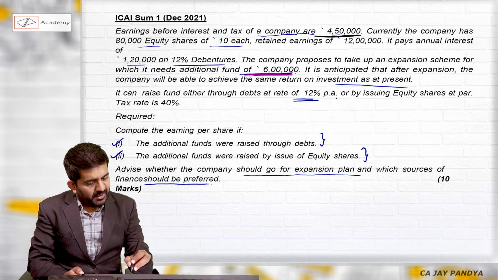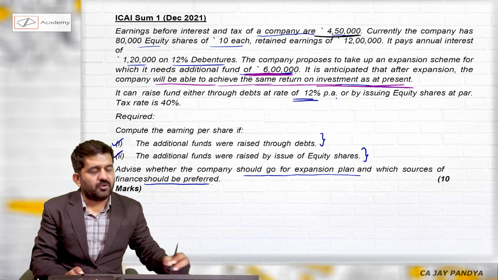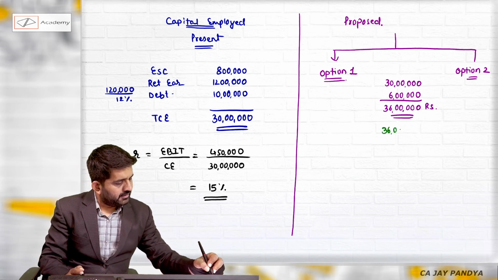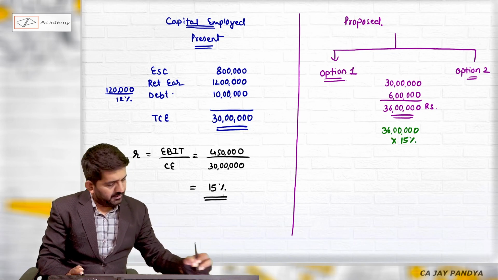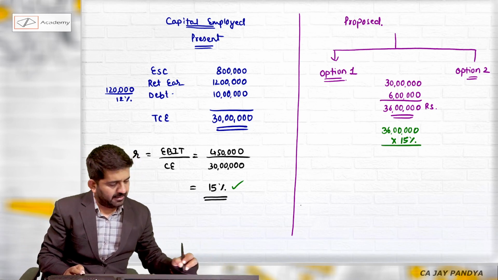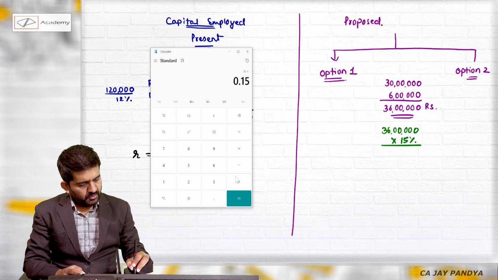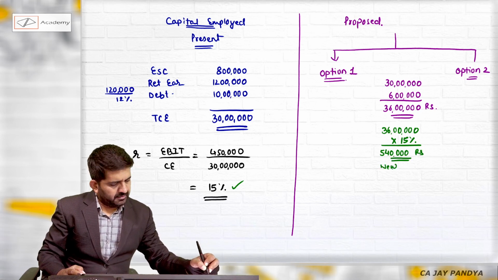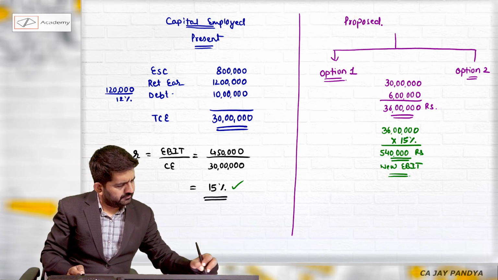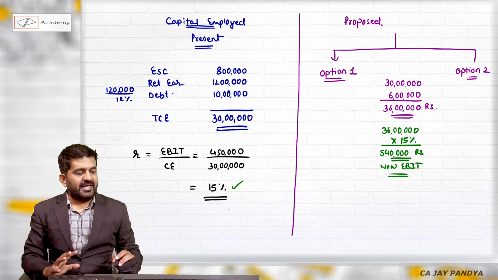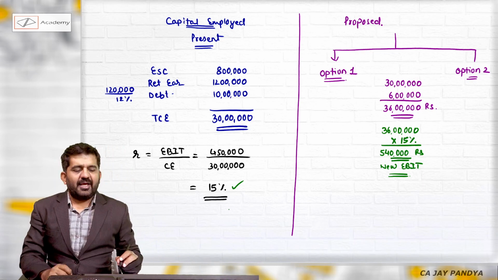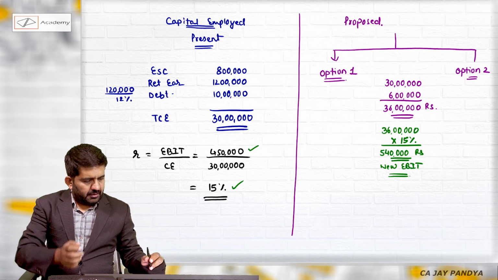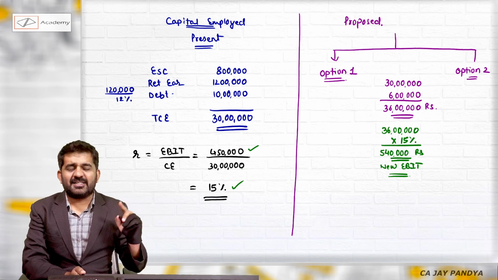And try to understand what the question says. The question says that it will be able to achieve the same rate of return on investment as at present. So I will be earning EBIT of 36 lakhs multiplied by 15%, the same level of rate of return I am earning, which will be nothing but 36 lakhs into 15%, that is 5,40,000. This will be the new EBIT. So if you are going for the expansion plan, your EBIT will be 5,40,000, earning 15% rate of return. And if you are not going for the additional plan, your EBIT will remain 4,50,000. So I have got the proposed EBIT, and the present EBIT is already given.